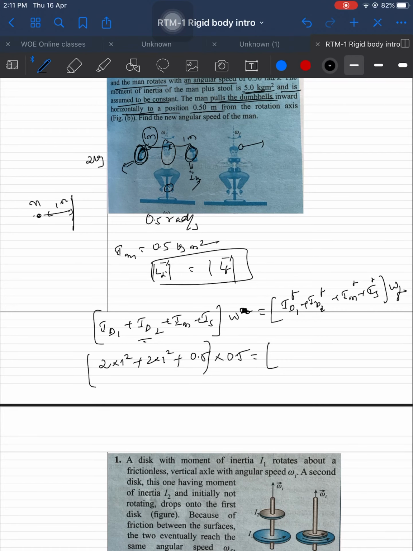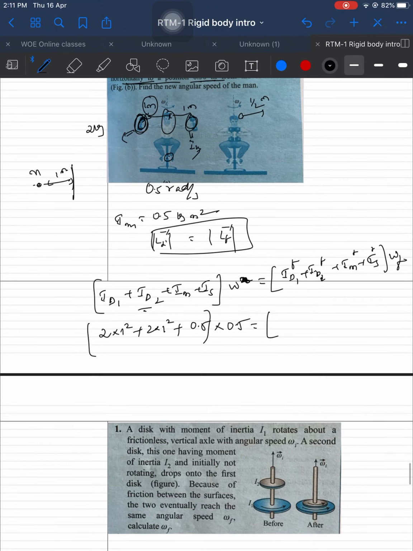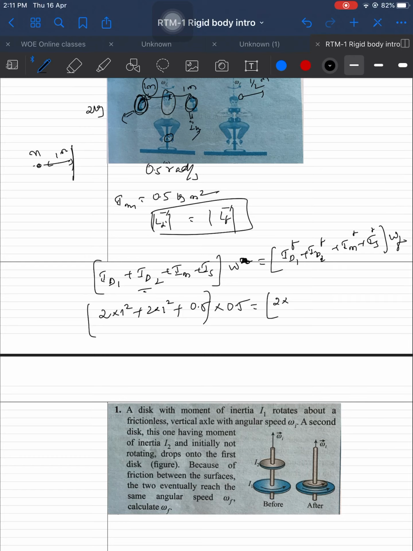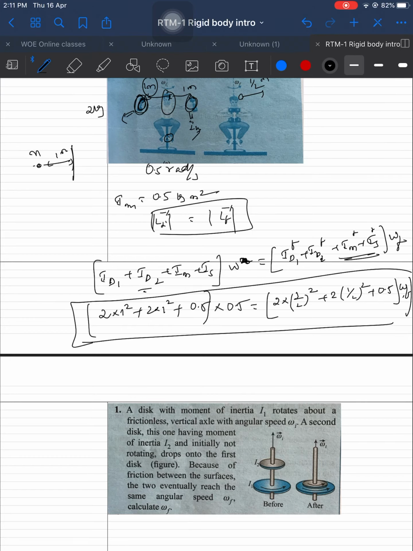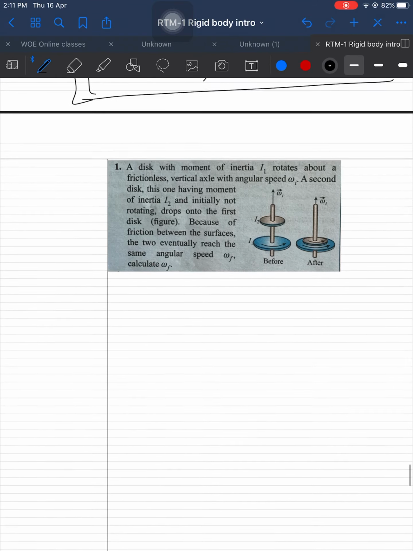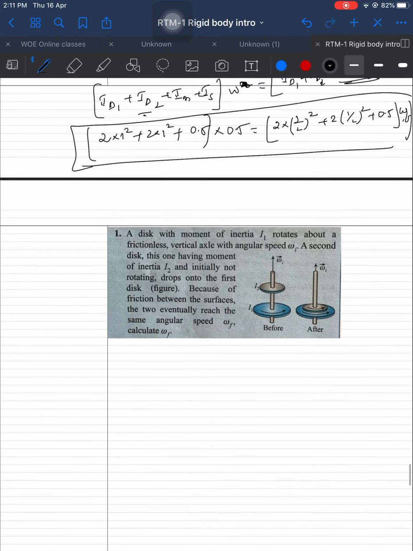Finally the dumbbell is at a distance of 1 by 2 meter, so it is 2 into 1 by 2 square, mass into distance square, plus 2 into 1 by 2 square. The man and stool moment of inertia is not changing, 0.5, and omega final. If you solve this, you will directly get the final angular velocity omega final. That's all. Next question.